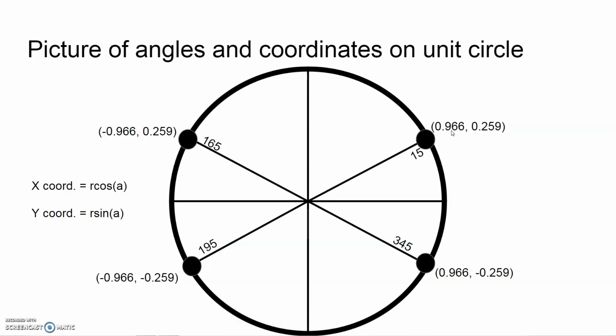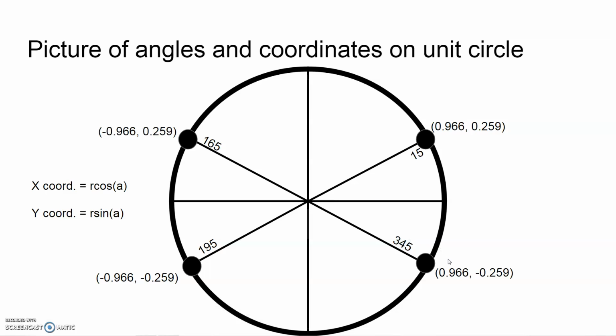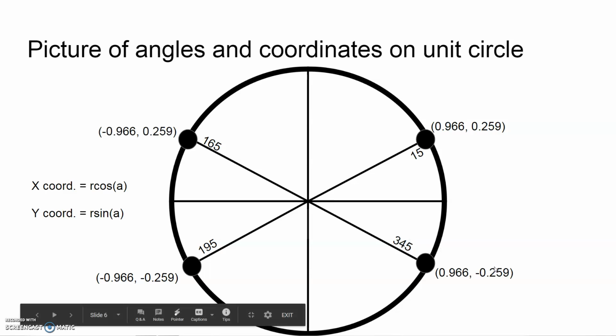So with 15, they're both positive because it's in quadrant 1, but with 195, since it's in quadrant 3, they're both going to be negative numbers. That's why they both have a negative number there. 165 will have a negative x value but a positive y value, and 345 will have a positive x value but a negative y value.